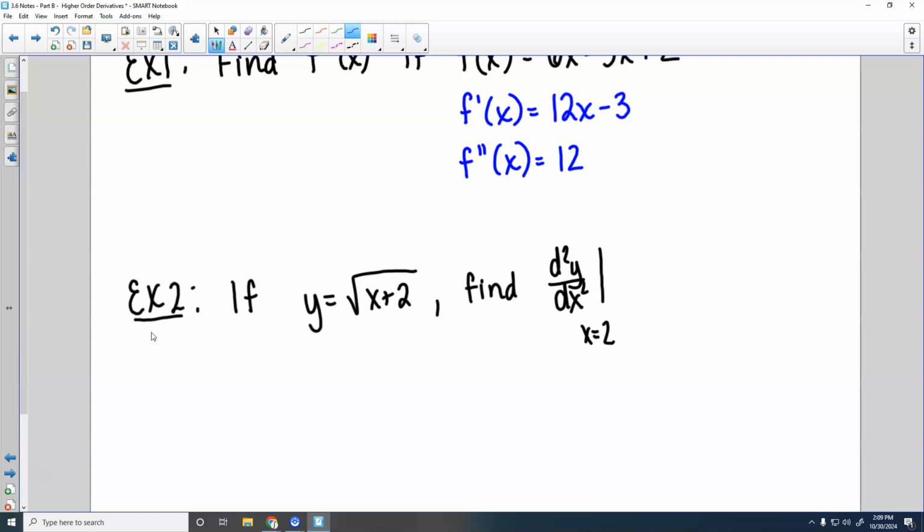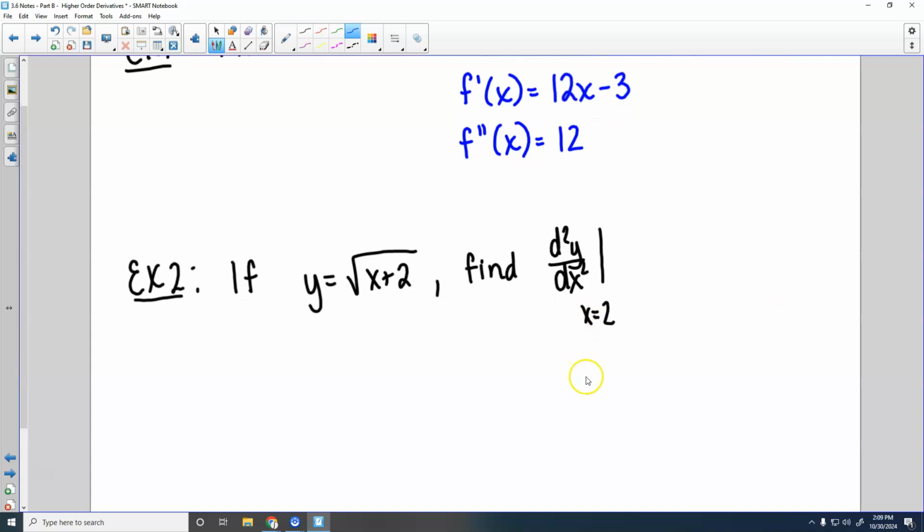We've got y equals the square root of x plus 2, and we are supposed to find the second derivative such that x equals 2. Whenever asked for something like this, you can't plug the 2 in until you've gotten all the way to the second derivative. So don't try to plug it in right away.